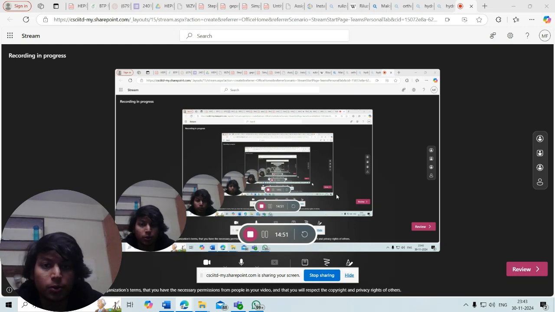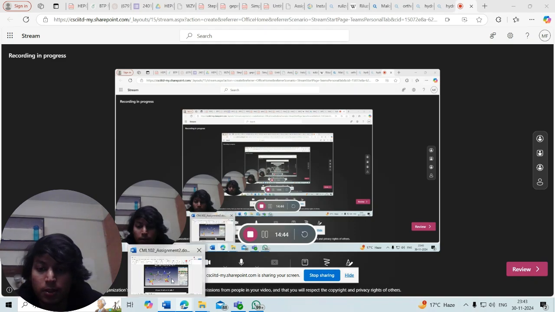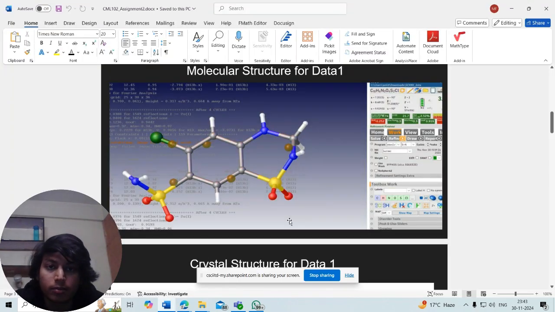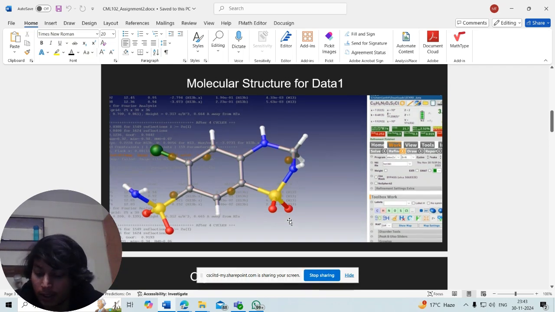Okay, so what we want to do is basically solve and refine the crystal structures that were given to us using the OLEX software. And for that, we take the data that was given to us in the form of INS and HKL files.